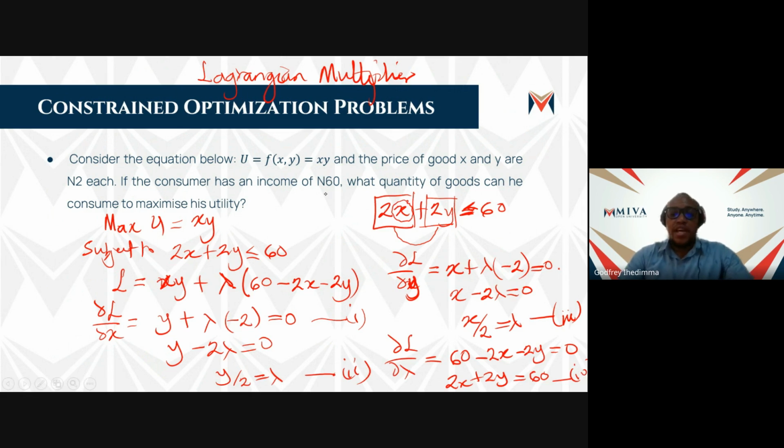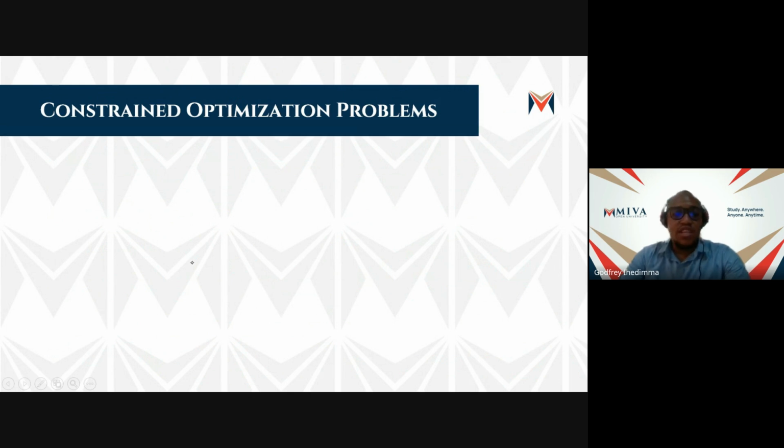Now we look at equation 2. Equation 2 equals lambda. Lambda is defined as y over 2. And look at equation 3. Lambda again is defined as x over 2. So if equation 2 is equal to lambda and equation 3 is also equal to lambda, all we need to do is to equate both lambdas together, so that we can equate equation 2 to 3.